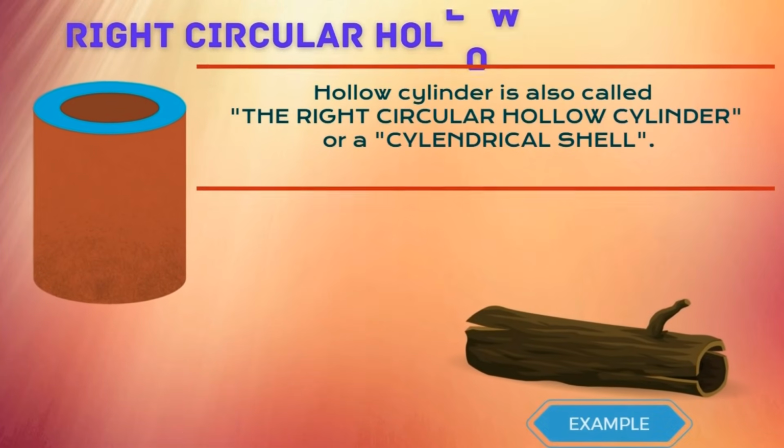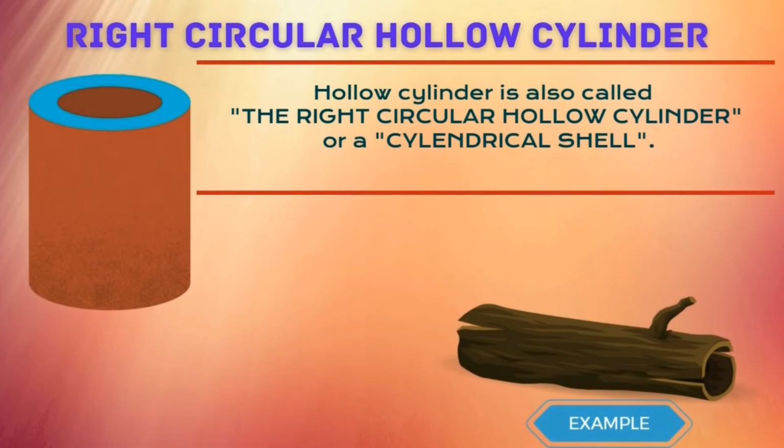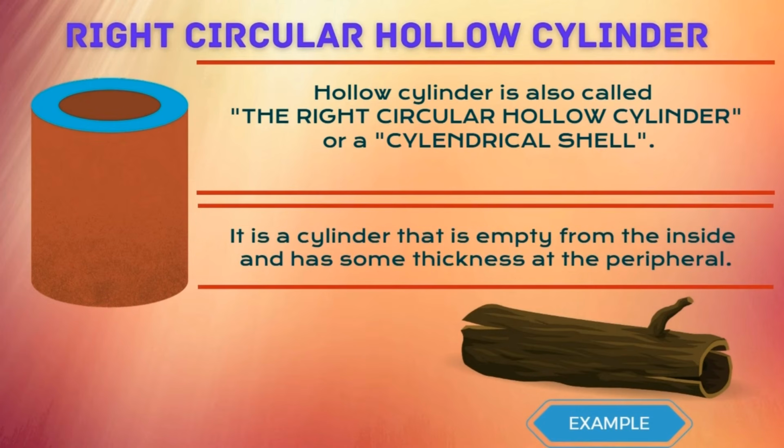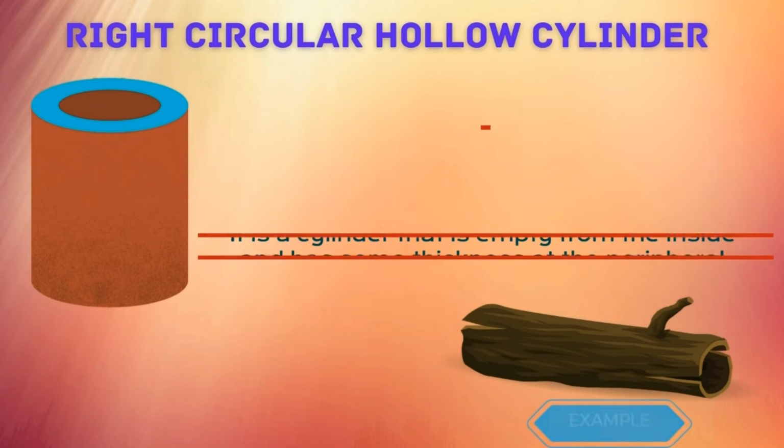A hollow cylinder is also called a right circular hollow cylinder or a cylindrical shell. A hollow cylinder is a cylinder that is empty from the inside and has some difference between the internal and external radius. In other words, it is a cylinder that is empty from the inside and has some thickness at the periphery.